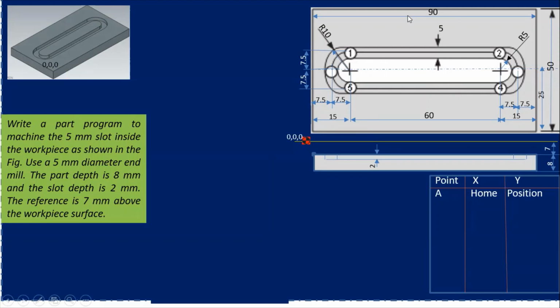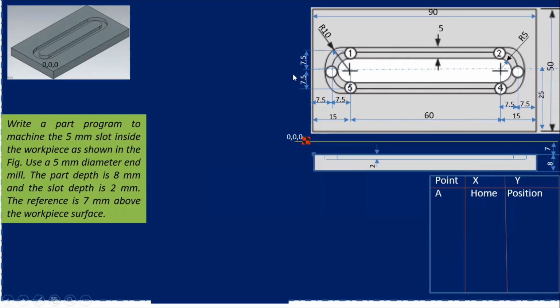The only dimensions given in the exam are: complete length 90, this distance 60, the outer radius 10 and the inner radius 5. You can see the inner radius is 5. Then the width of this component is 50. This is given to you, and all the remaining distances I have calculated. Now the center of this slot: the total width is 50, so the center will be at 25 mm.